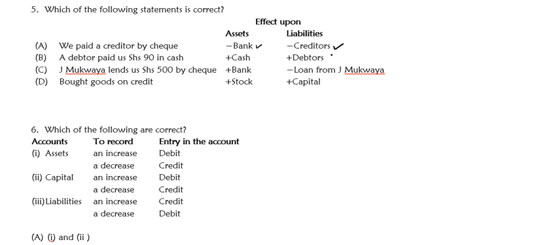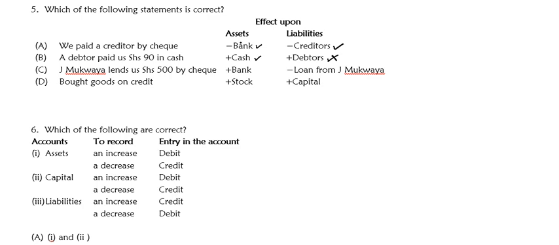The debtor paid us shillings 90 with cash. When the debtor pays, of course, cash increases. And then that is wrong, because the debtor is an asset, not a liability.